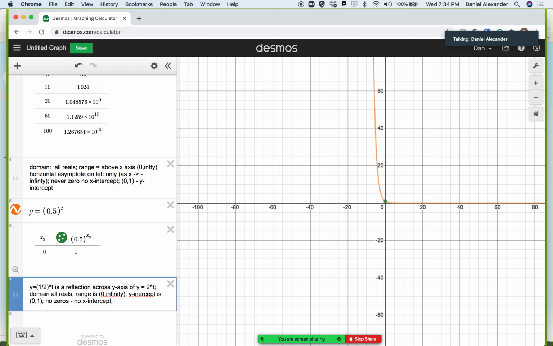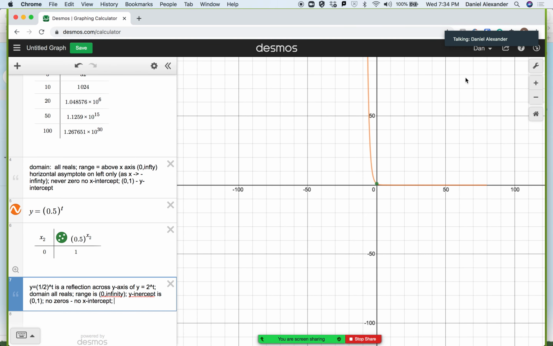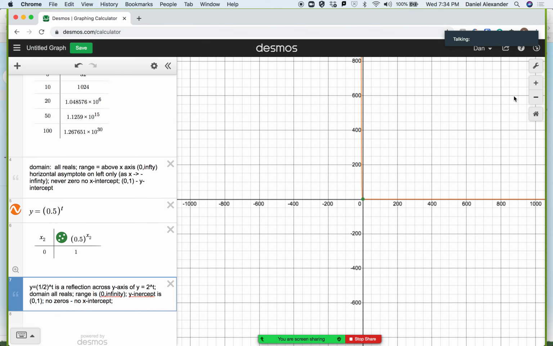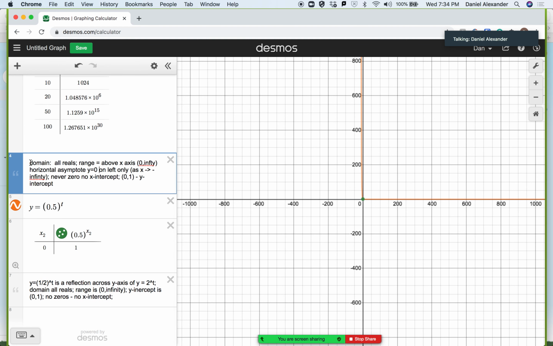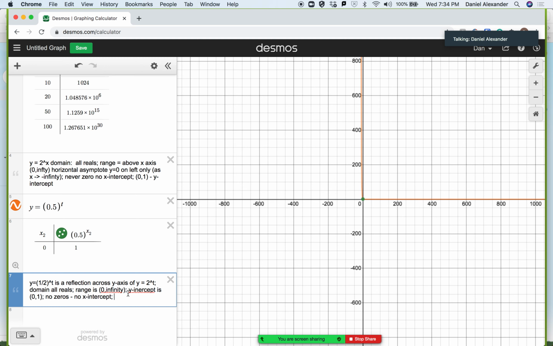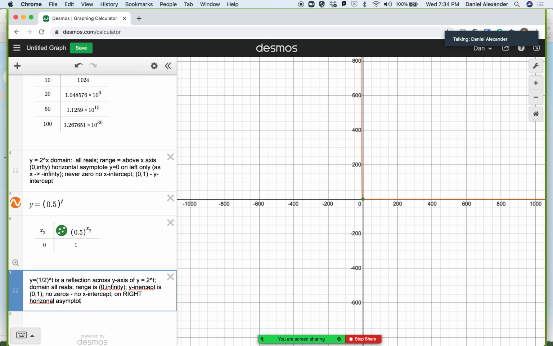Okay, what else do we have in there? Oh yeah, it looks like there's an asymptote on the right side. Again, it's a reflection. So we'll zoom out and you can see that. It gets closer and closer to 0. So I should have mentioned that here. The horizontal asymptote is y equals 0 for that function. This is here, y equals 2 to the x. And again, on the right side, you have a horizontal asymptote of y equals 0.